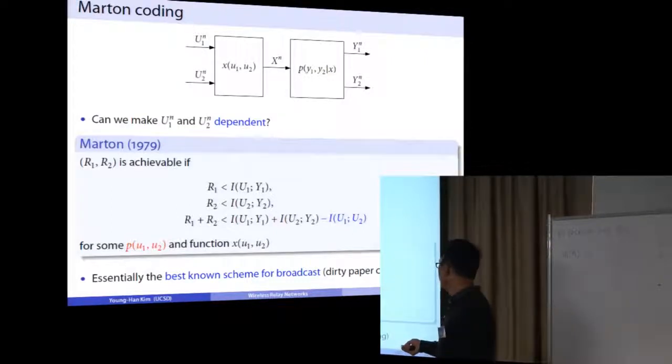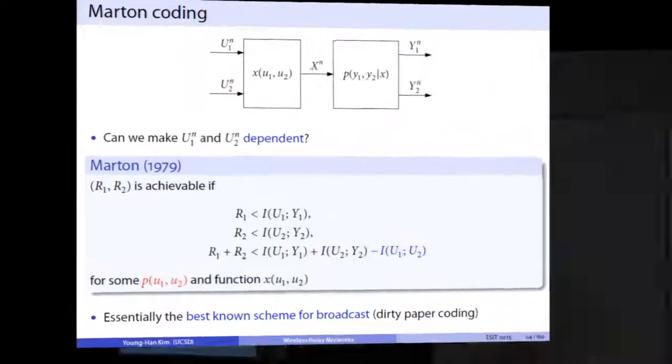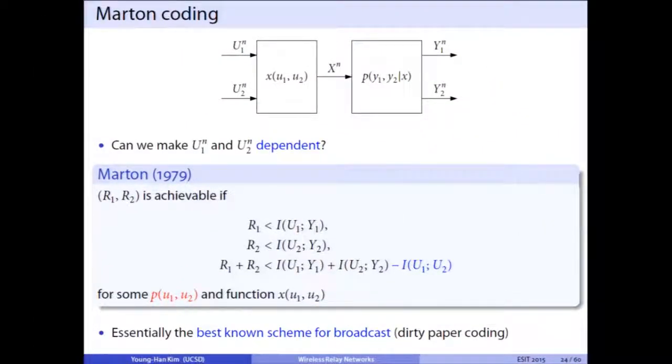So this coding scheme turns out to be essentially the best for all two-receiver broadcast channels, and I say it is best known because it achieves the best known performance. This is really the best known scheme for the broadcast channel. And you probably heard its commercial name, dirty paper coding, and this coding scheme is optimal when the channel doesn't have any noise, or for the MIMO broadcast channel, or even the single antenna broadcast channel, and so on.